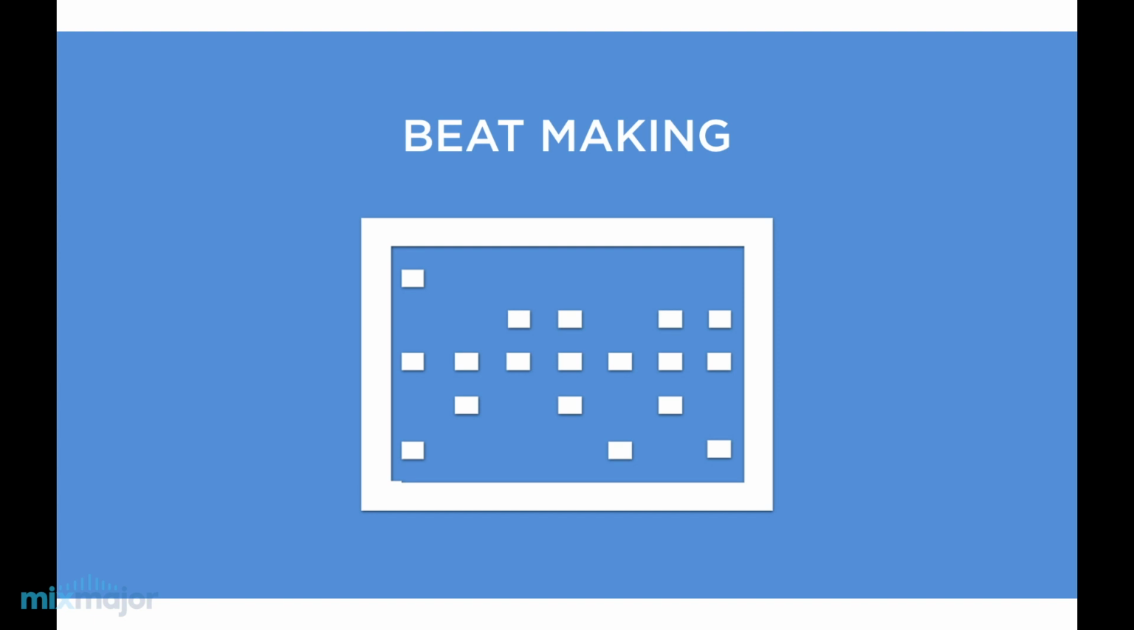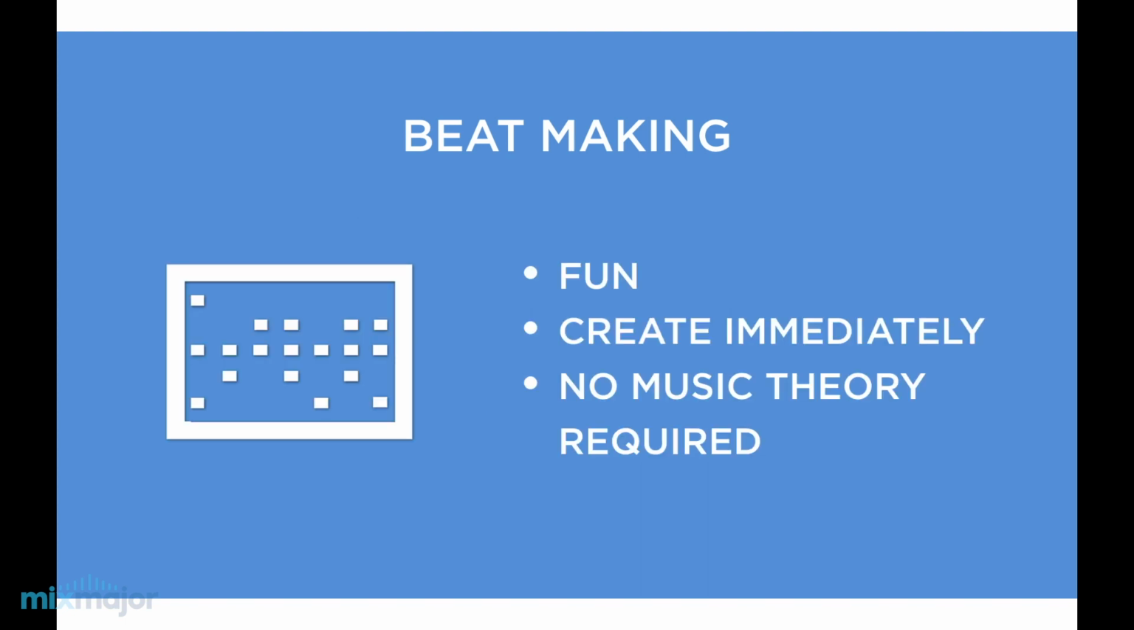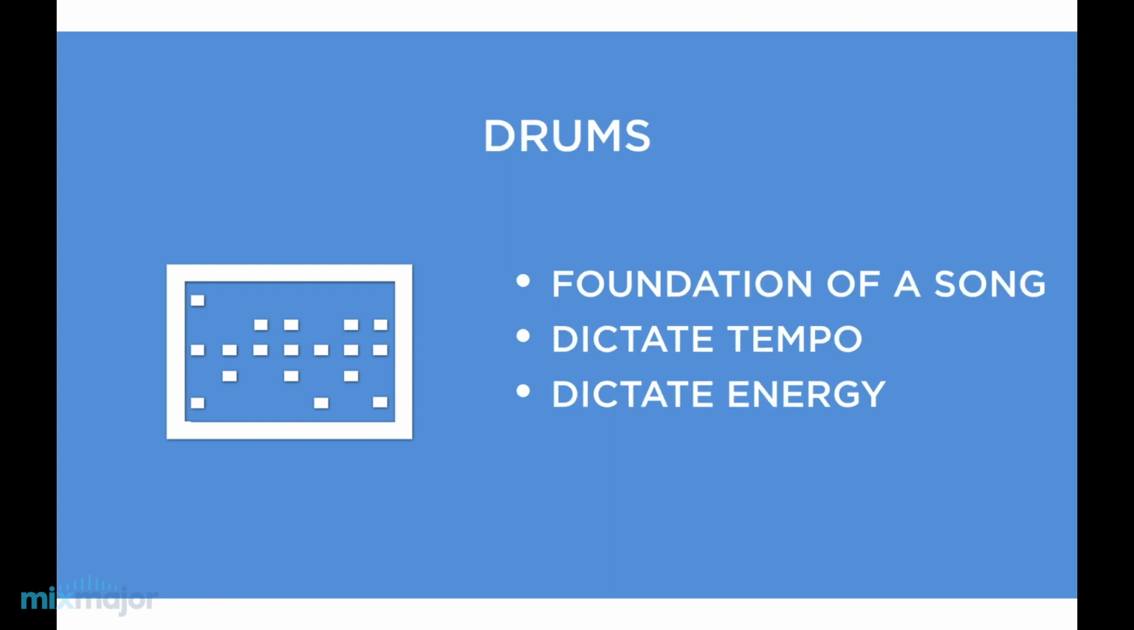Beat making is a great way to introduce the concept of sequencing MIDI to students. They're really fun for students to make, and they can create right away even if they don't have much experience with music theory. Drums are the song's foundation. They dictate the tempo and energy of a song. It's easy to understand this by seeing what happens to the energy of your music when you add and remove the drums. When you remove them, it instantly lowers the energy, and when you add them, it instantly increases it.